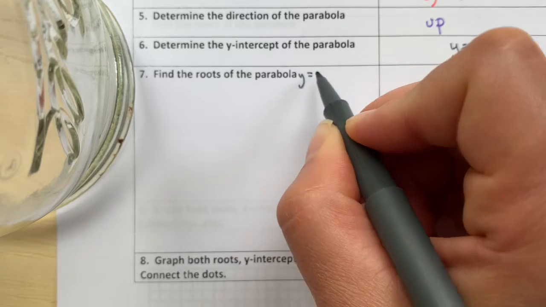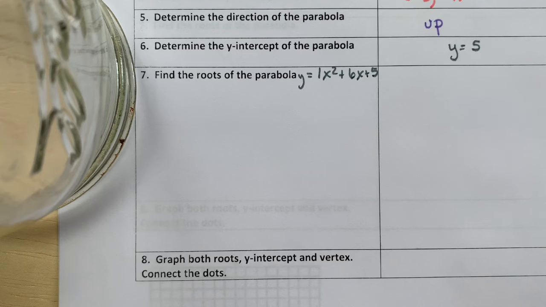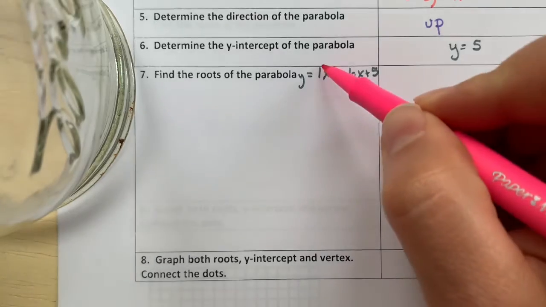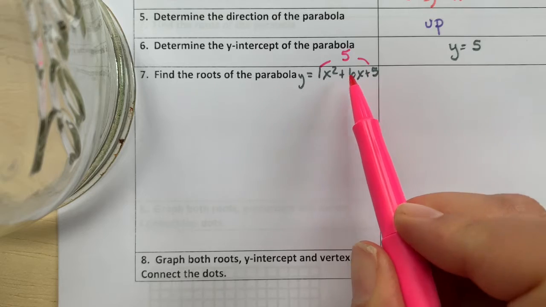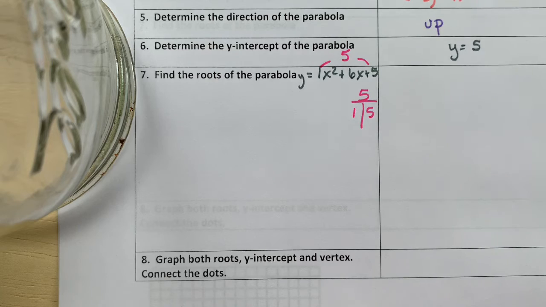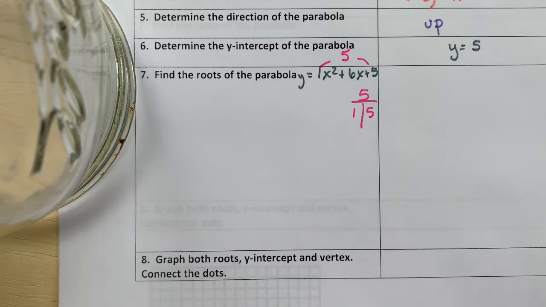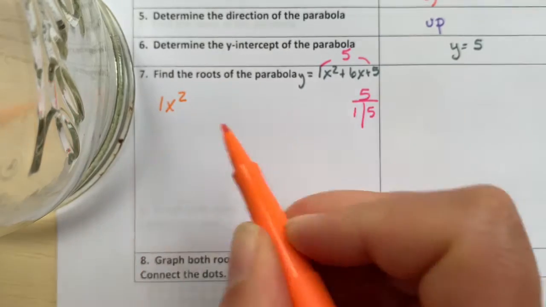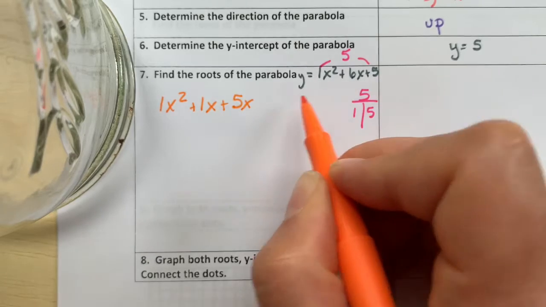So I'm rewriting my parabola as 1x squared plus 6x plus 5, just so that it's in our frame. To find the roots, remember, first I have to factor. So 1 times 5 is 5. I'm looking for the numbers that multiply to 5 and add to 6. Well, 5 is a prime number, so it's only 1 and 5, and both of these are positive, so I'm just going to replace my 6 with a 1 and a 5, so that I will have 1x squared, instead of the 6x, I will have a 1x plus 5x, and then my plus 5.